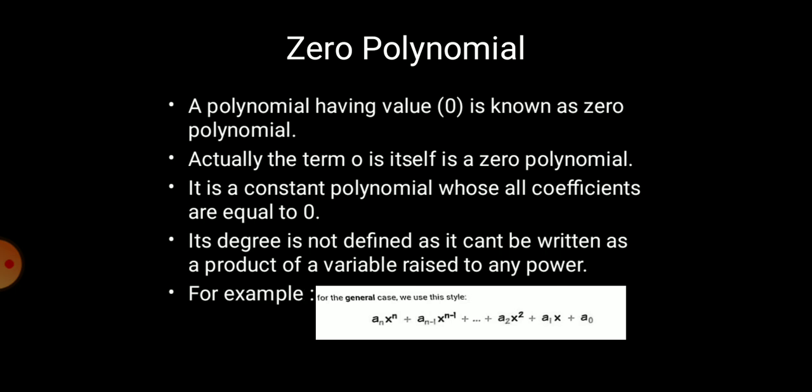In the general form, if we say a_n x power n plus a_(n-1) x power n minus 1, and so on up to a_0, then it becomes a zero polynomial if all the coefficients are 0: a_n is 0, a_(n-1) is 0, a_2 is 0. When all the coefficients are 0, it becomes a zero polynomial. So you should remember it properly. When all the coefficients are 0 means 0x cube plus 0x plus 0. It becomes a zero polynomial and its degree is not defined.